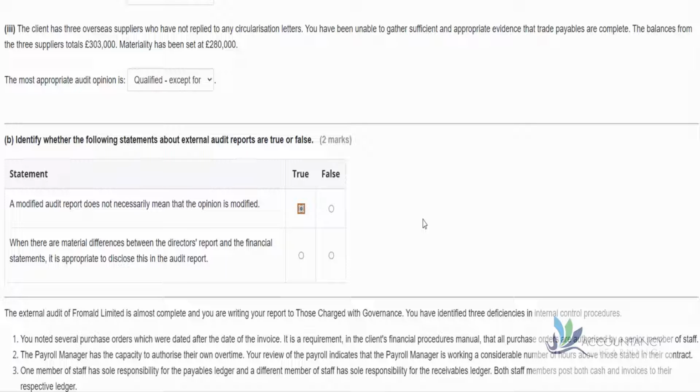And if there is, then they would be entitled to disclose this in an other matter paragraph. Not emphasis of matter, it would be an other matter paragraph. So they'd be able to tell the shareholders, yeah, by the way, we've got this information in the financial statements, which we're happy with, but it's not the same as the information in the director's report. Again, we don't audit the director's report, but yeah, we need to let you know there is this inconsistency.